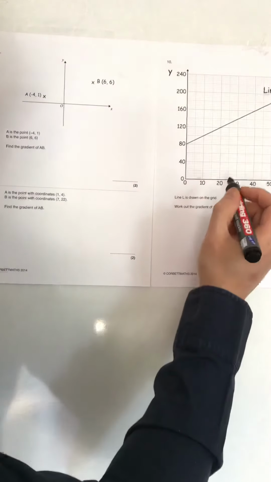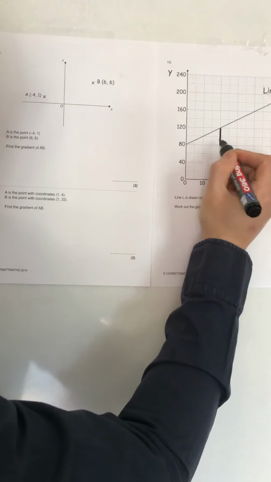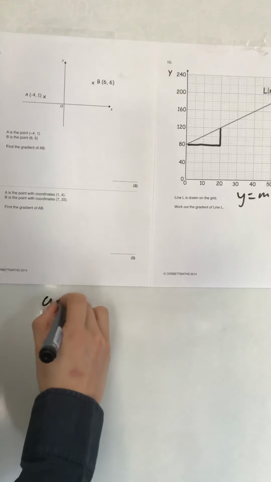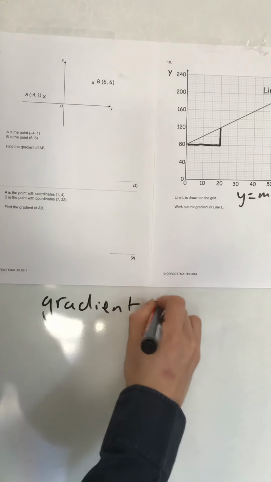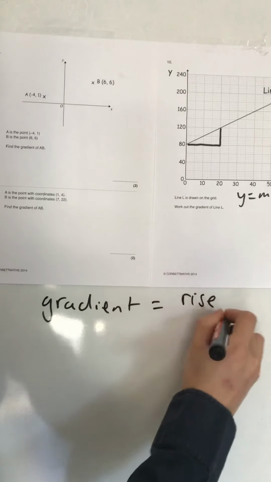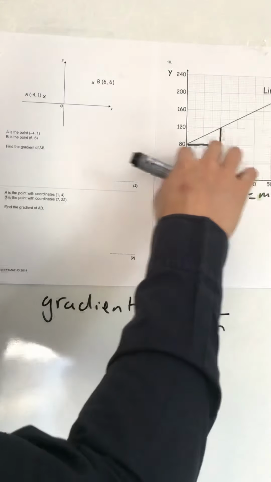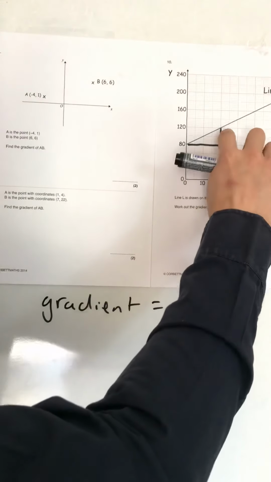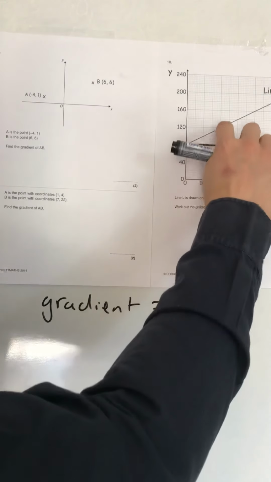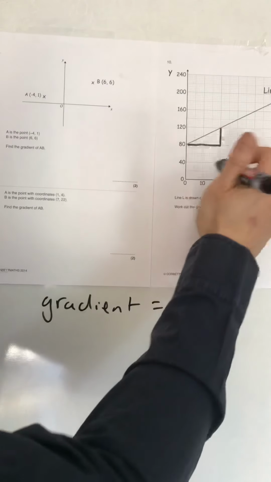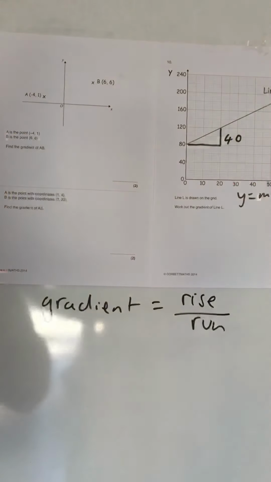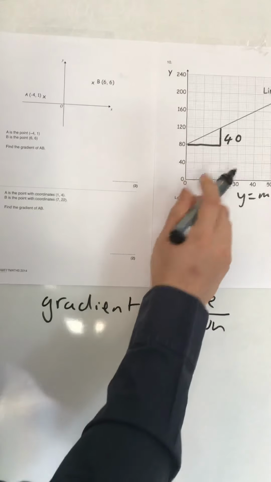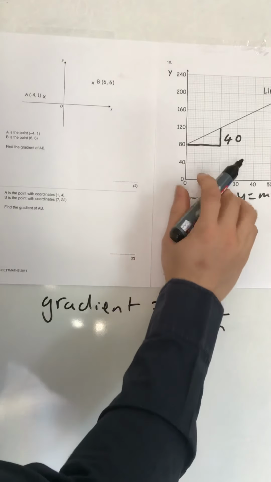What I always do is try to find a perfect triangle that fits. Now, gradient equals rise divided by the run. So that's the height divided by how long it is. So from a graph, can you see this is a perfect triangle here? Now, how high is it? It goes from 80 to 120, so we can say that's 40 across or up. Now, from here to here, look at the scale, it is actually 20.